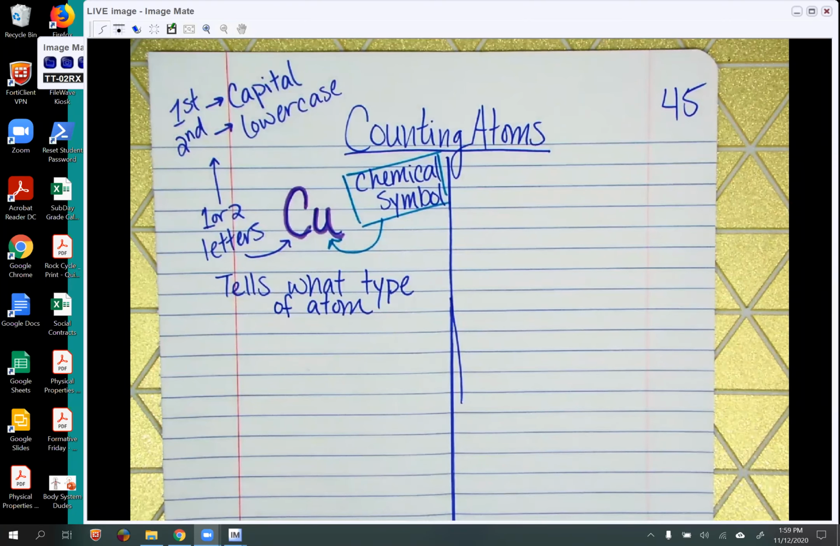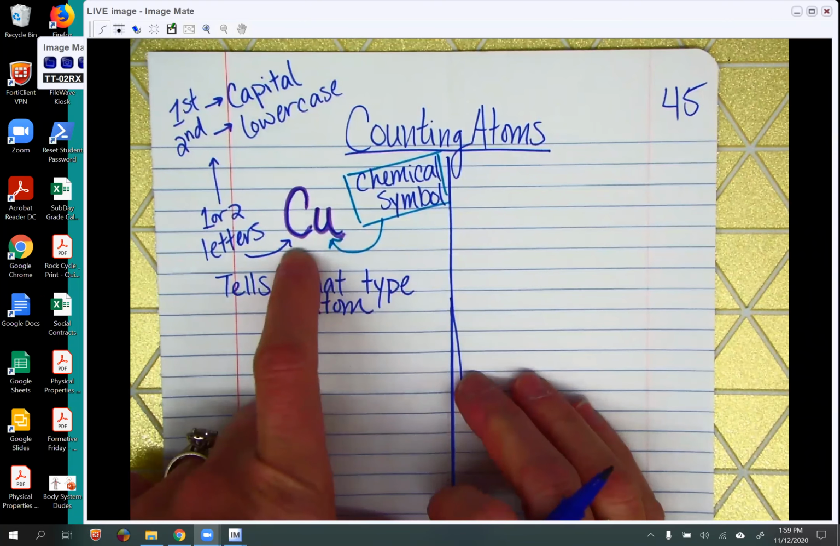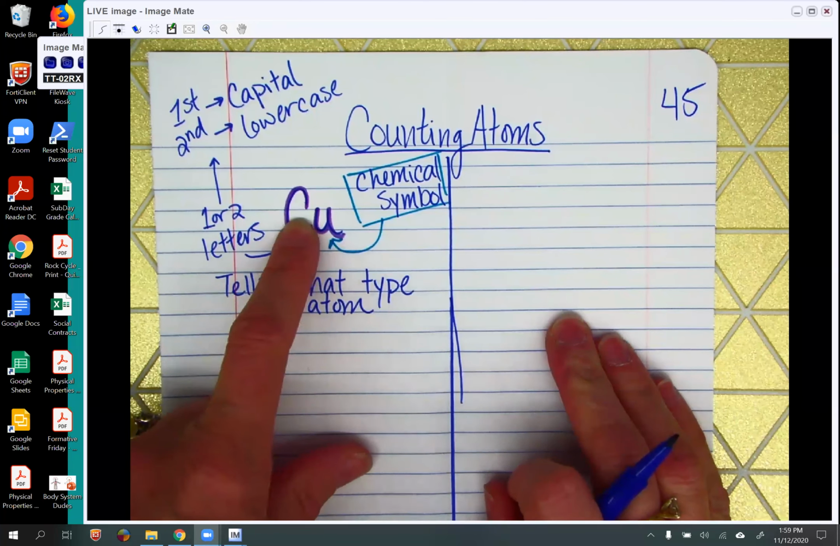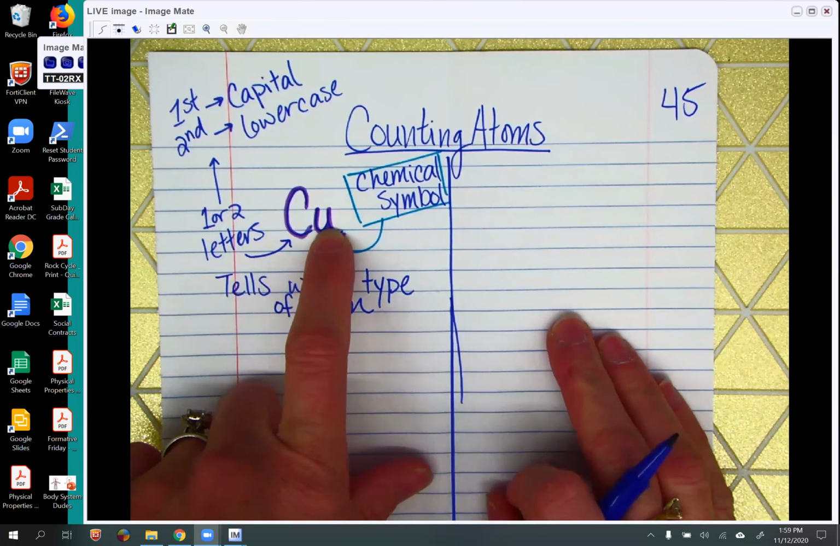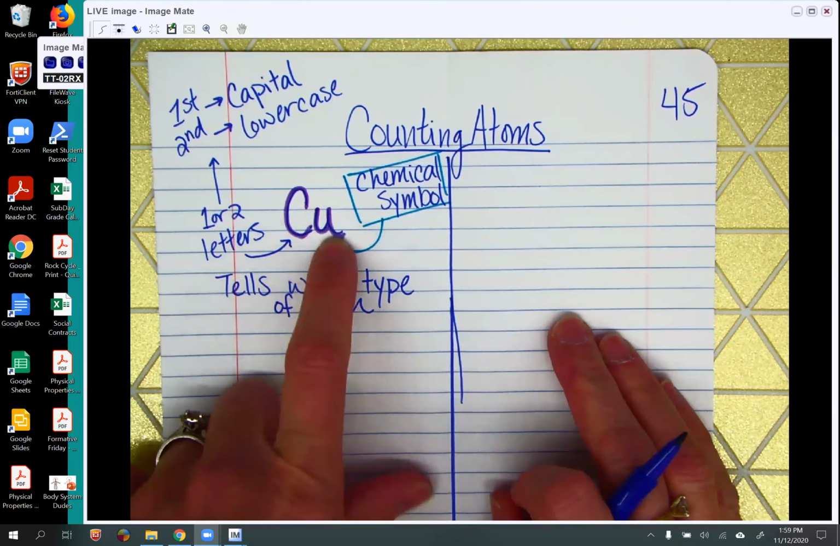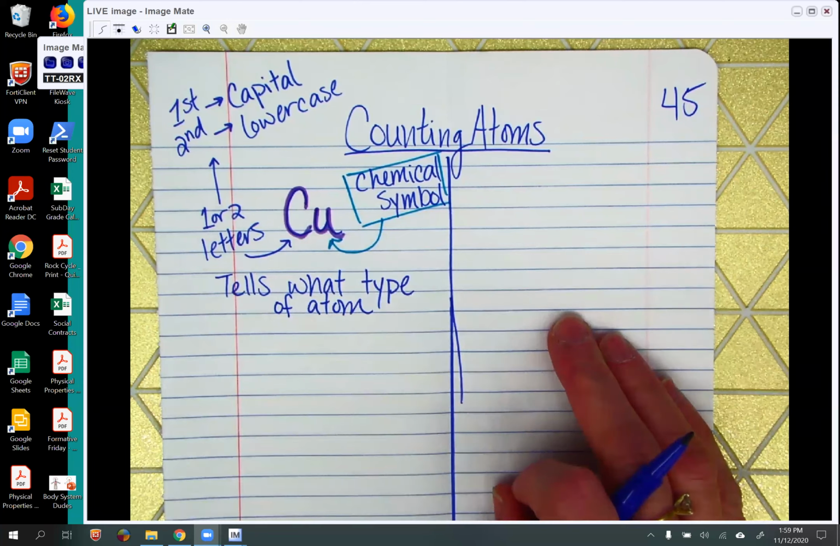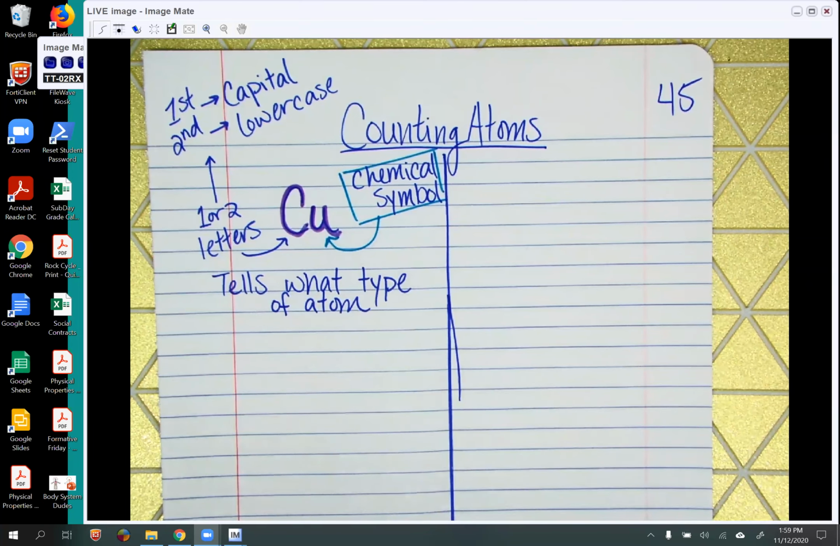You can think about it like a mama and a baby, or Batman and Robin. The big one's the one who's in charge. The little one is just tagging along. You can't ever have a little one by itself. It always goes with a big one. You have to have one big one, one little one.